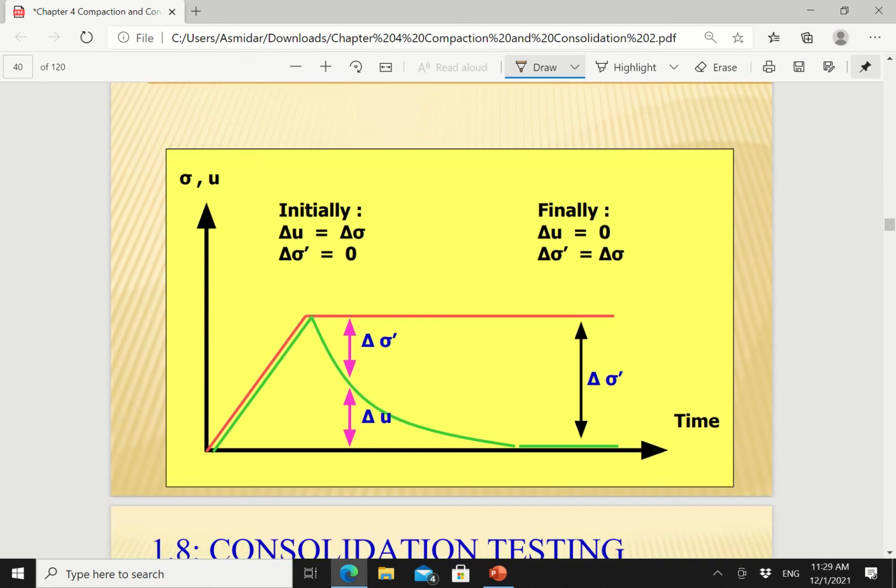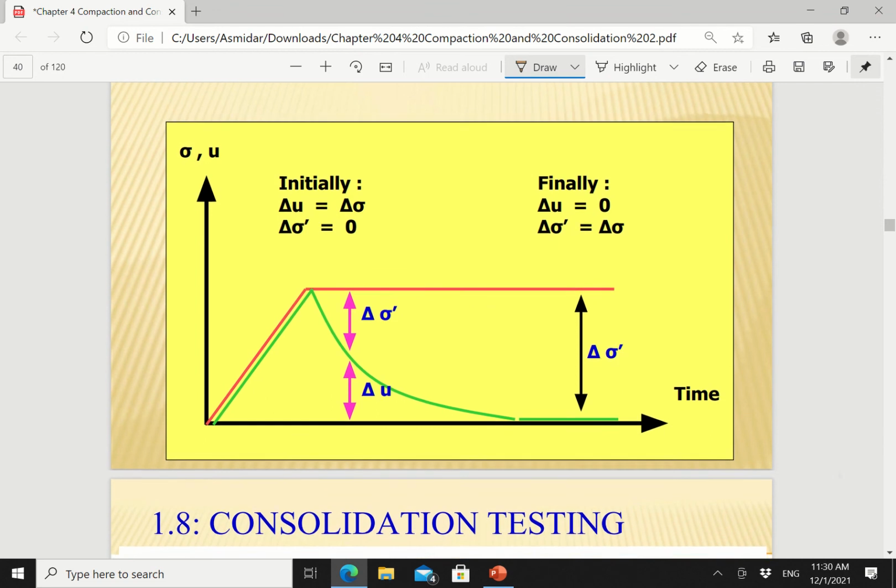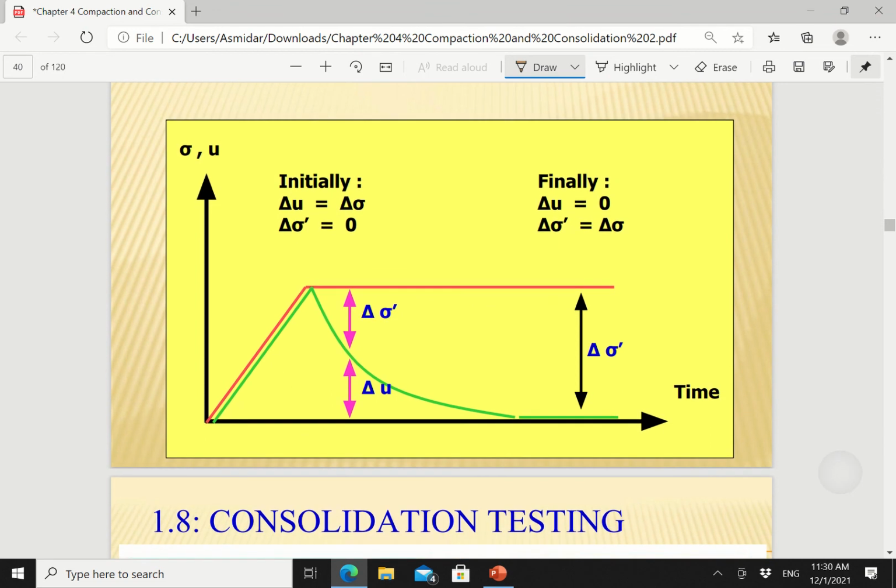So this is the graph presenting the theory of consolidation. You can see initial pore water pressure is equal to the stress, and then stress is equal to 0. At the end of the testing, pore water becomes 0, and your stress becomes the effective stress.